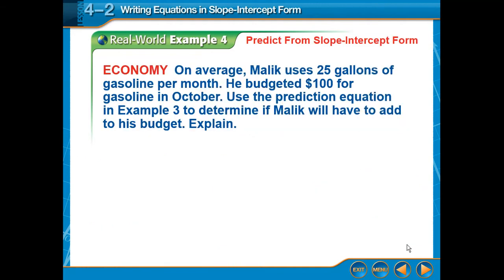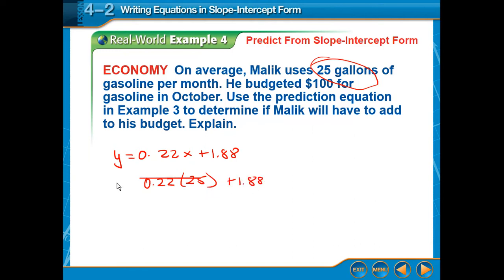Example 4, it says on average, Malik uses 25 gallons of gasoline per month. He budgeted $100 for gasoline in October. Use the prediction equation from example 3 to determine if Malik will have enough to add to his budget. So our equation that we got was y equals 0.22x plus 188. Okay, so if he uses an average of 25 gallons per month, we're going to do 0.22 times 25 plus 188. And we want to see if he has enough.